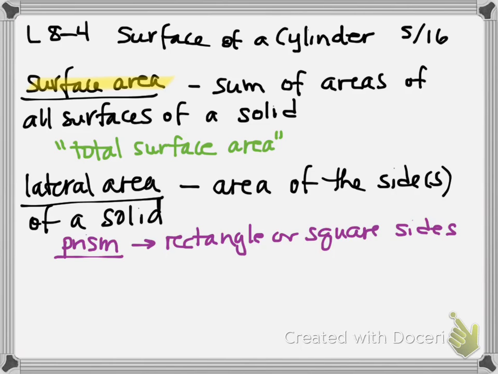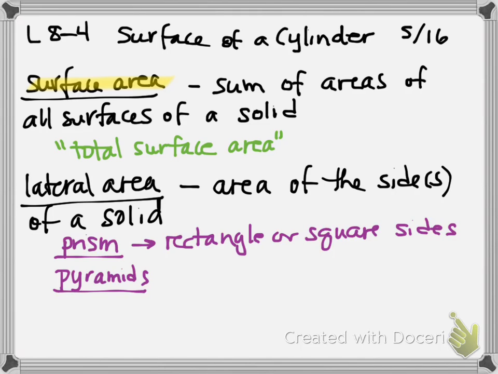So if it was a rectangular prism, you would have 4 rectangular sides. If you had a cube, you would have 4 square sides. If you had a triangular prism, you would have 3 rectangular sides, okay? Now, with pyramids, they're like a cone in that they come to a point, but they have a flat base.